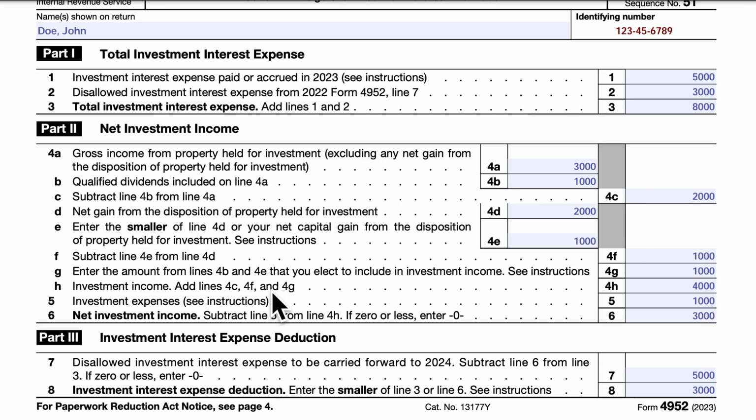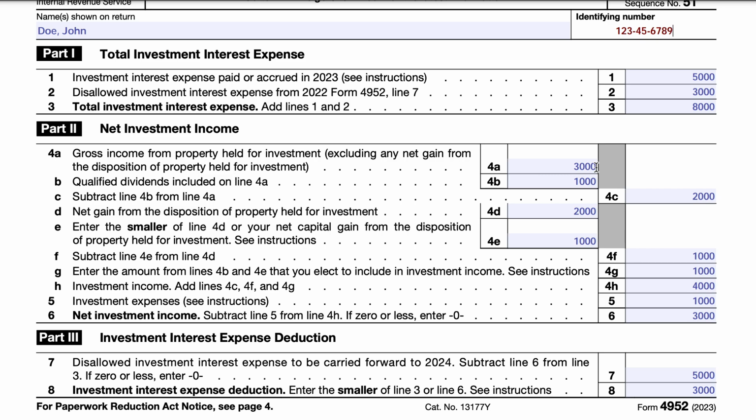Now, in line 4G, this is where you get to add back any amounts from 4B or 4E that you choose to include in investment income. And realize this depends on your tax bracket, but you would have to compare the taxes that you could possibly pay on your qualified dividends. So let's say that you're in a tax bracket that realizes a 0% capital gain. It would be either 0, 15%, or 20%.